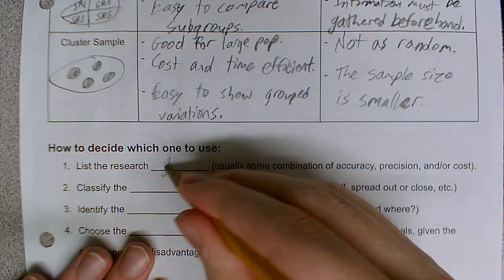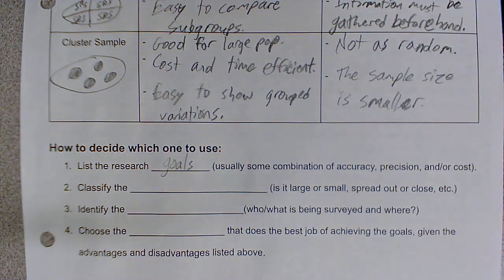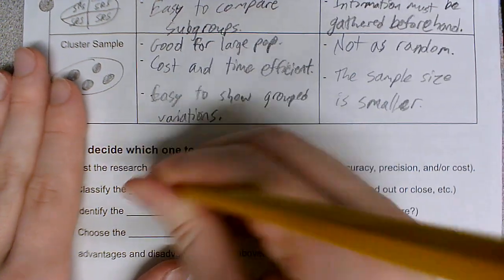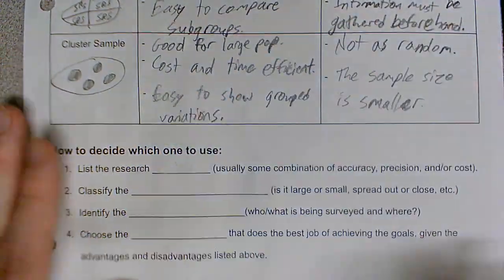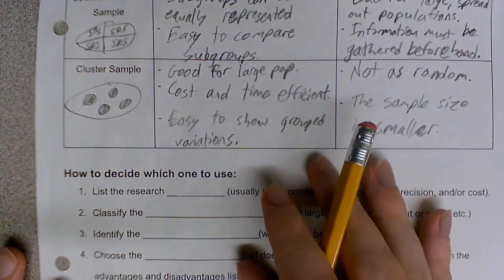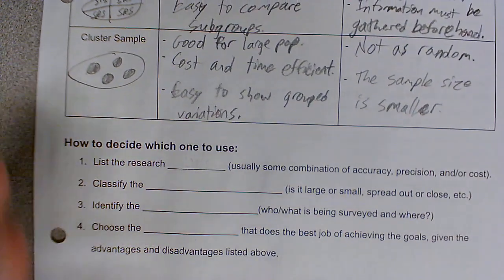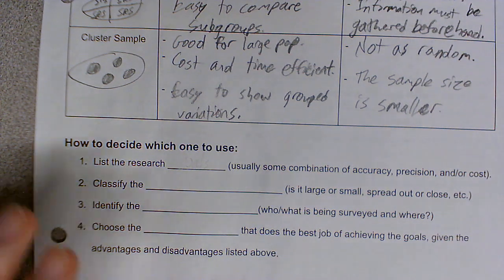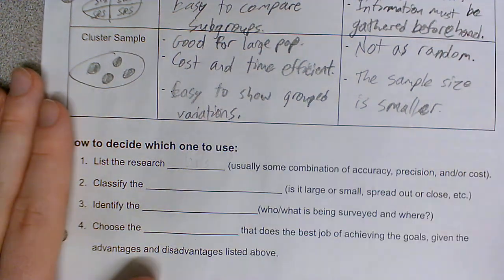So list the research goals is the first thing that you have to do in order to... Okay, I'm jumping ahead here. Hang on a second. The first thing we have to talk about was the advantages and disadvantages. But now with that information, we can decide which sampling method is the best to use given a specific scenario, which is what we're going to do on the back. In order to do that, we have to identify a few things.